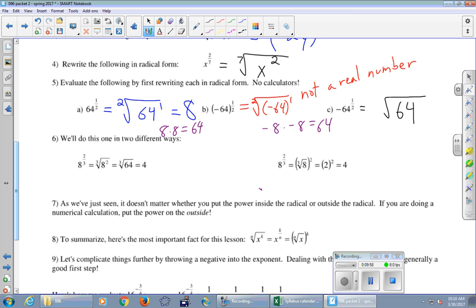Which means there is a 64 there, and where is the negative sign? It's outside. Where does the 1 go? 1 is on the 64, 2 is the index. Is this one a real number, or is this not a real number? This is a real number, so in this case, the square root of 64 is just plain old 8, and that negative sign just gets copied down. Good?